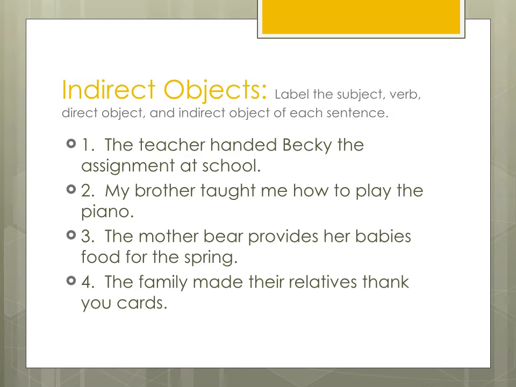So let's label the subject, verb, direct object, and indirect object of each sentence. I'll do the first two with you, and then you're going to do the next two on your own. Number one, the teacher handed Becky the assignment at school. Teacher is your who or the what, so that's a subject. Handed is your verb. What did she hand? Well, she handed the assignment. Assignment will be your direct object. And Becky sneaks right in there. Becky is our indirect object, and at school is our prepositional phrase.